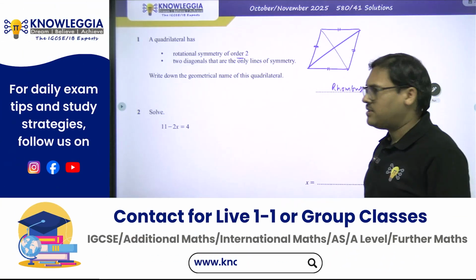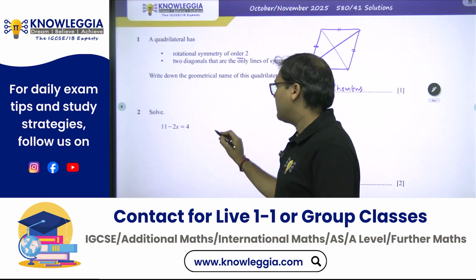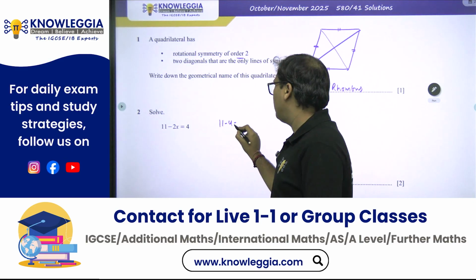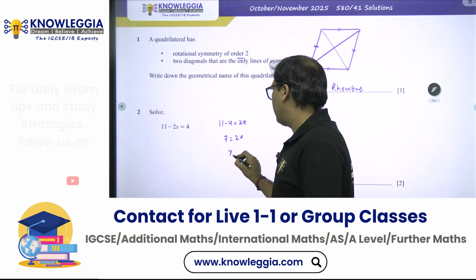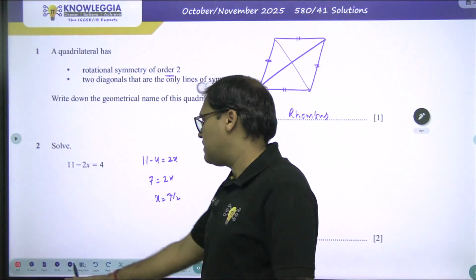A very easy question. You have to just solve this equation. So you can clearly see this is 11 minus 4 is equal to 2x. That is 7 is equal to 2x. X is equal to 7 by 2. That is the answer for this.